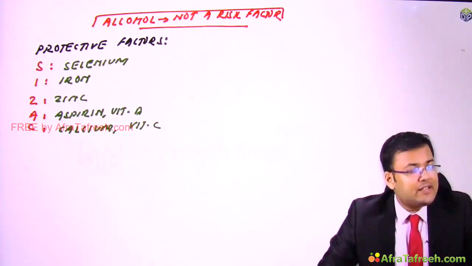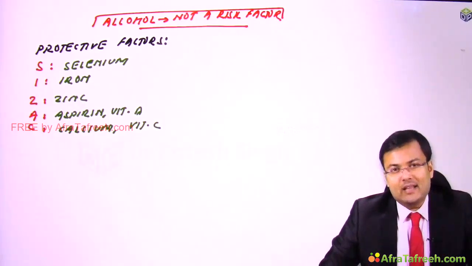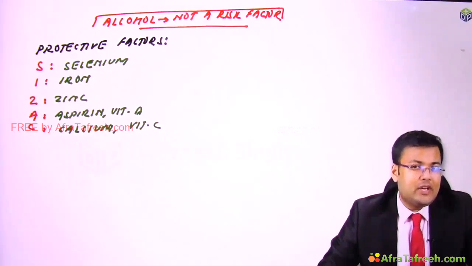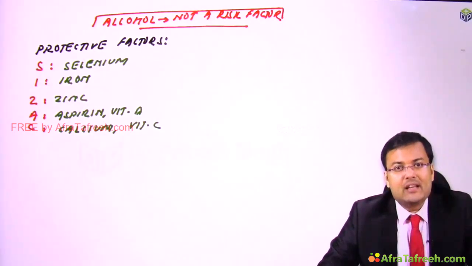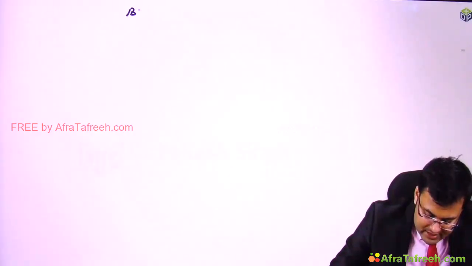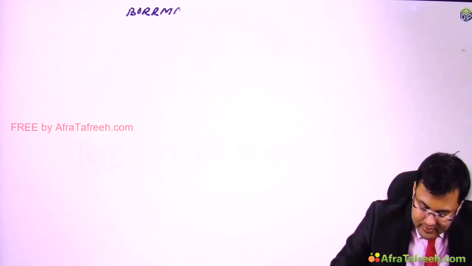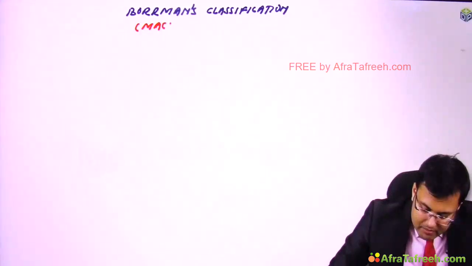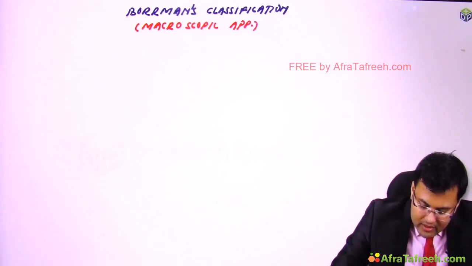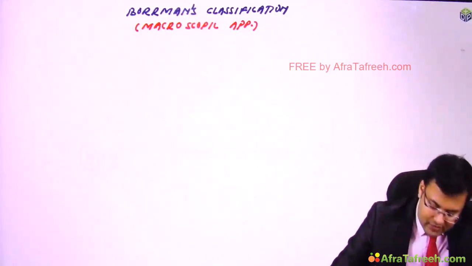There are two classification systems which are frequently asked in relation to carcinoma stomach. One is Borrmann's classification and second is Lauren classification. Have a look. So first is Borrmann's classification. It is based on macroscopic appearance and it divides carcinoma stomach into 5 types.